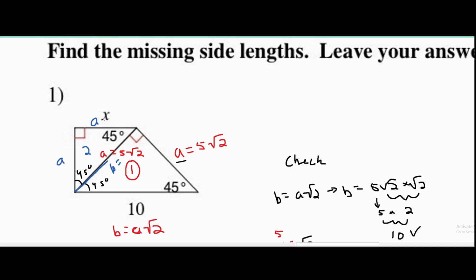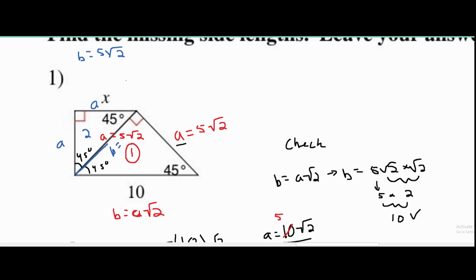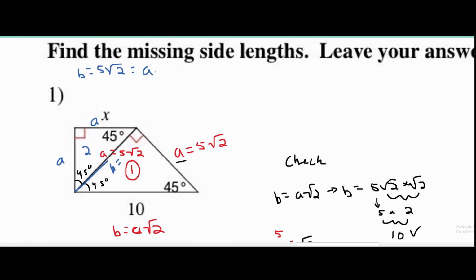We can use this information to find A. We can say that our B is equal to 5 square root of 2, which we just found. And we know that B is also equal to A square root of 2 because of our special right triangle, or isosceles right triangle formula. So from here we can get rid of this B because we don't need it, and we just need to find A. What we can do is divide both sides by the square root of 2. Since there is a square root of 2 on both sides, they're just going to go away, and we're left with 5 is equal to A.